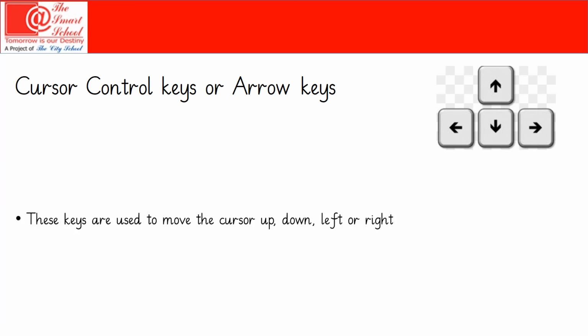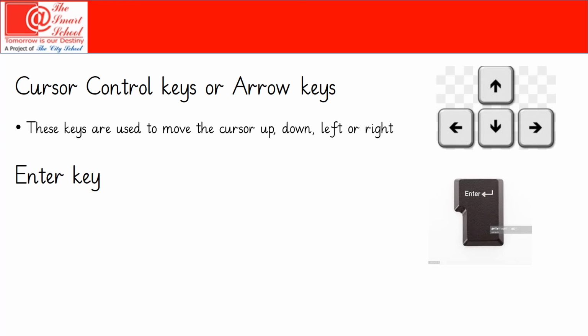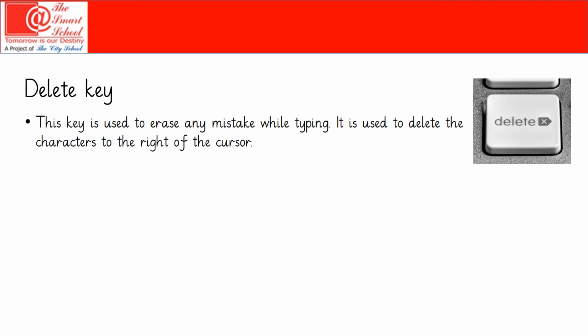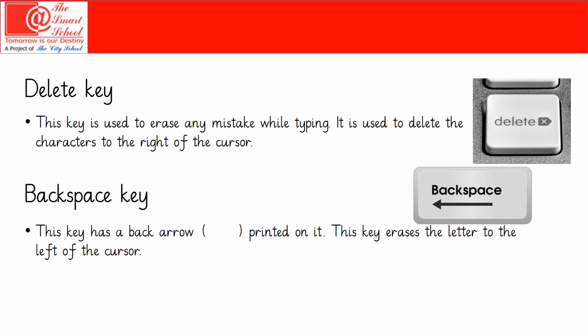Cursor control keys. These keys are used to move the cursor up, down, left or right. Enter key. This key is used to move the cursor to the next line. Delete key. This key is used to erase any mistakes while typing. It is used to delete the characters to the right of the cursor. Backspace key. This key has a back arrow printed on it. This key erases the letters to the left of the cursor.